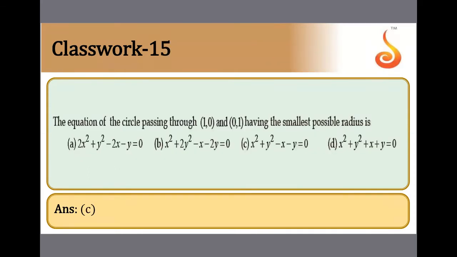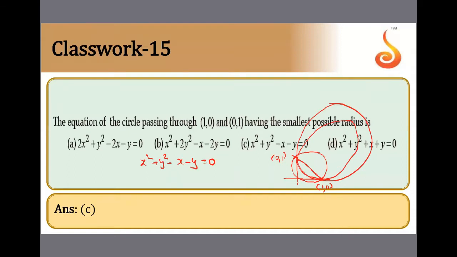Again, equation of a circle through 1 comma 0 and 0 comma 1 having the smallest possible radius. Smallest possible radius means diameter only. So many circles are possible, but the smallest will be the circle having AB as a diameter. Just now we did it. What will be the answer? x square plus y square minus x minus y is equal to 0.